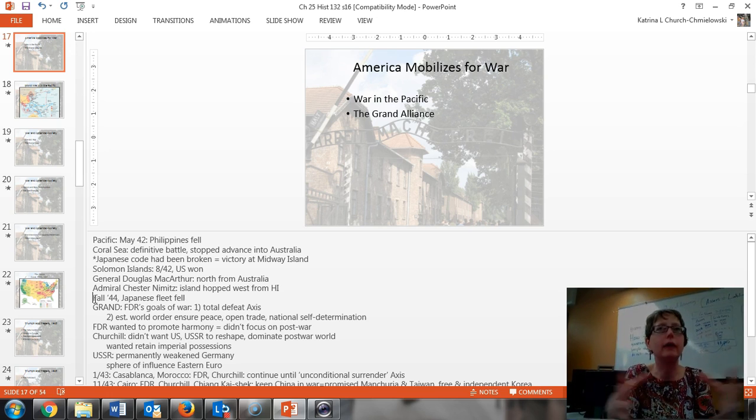FDR, knowing that the only reason people are really coming together and having a mutual goal is because we're fighting this horrendous enemy, okay? He didn't focus on what they wanted at the end of the war. They focused on getting through the war. All right? Because had they focused on what they wanted to achieve at the end, the alliances would not have been as strong, because there were definite tensions between the goals of the parties involved.